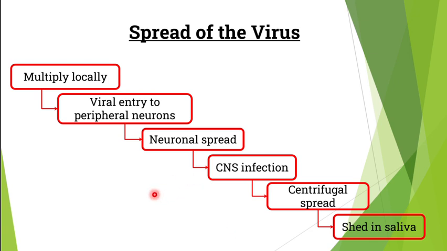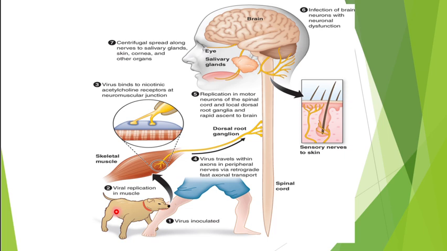These are the sequential steps of the pathogenesis of rabies virus infection. Initially, soon after the bite from the infected animal to the human, the virus multiplies locally at the site of the bite. Then it enters the peripheral neurons and spreads throughout the neurons. Then it enters and infects the central nervous system. This is followed by centrifugal spread to various organs, and finally it is shed in the saliva of the infected individual.